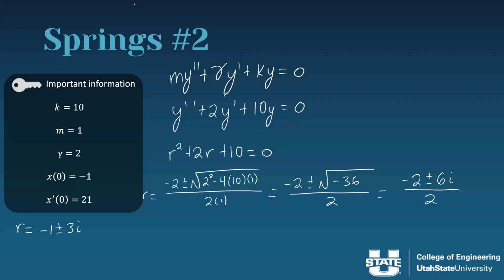All right. So this time we have complex roots. R1 is minus 1 plus 3i. And R2 is minus 1 minus 3i. But that's okay because we still know that our solution looks like C1e to the R1t plus C2e to the R2t. And so we're just going to go ahead and directly plug in.